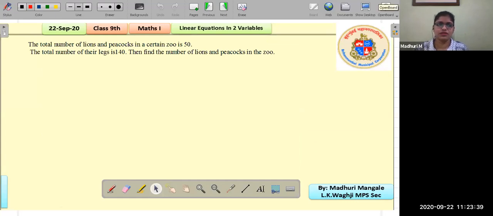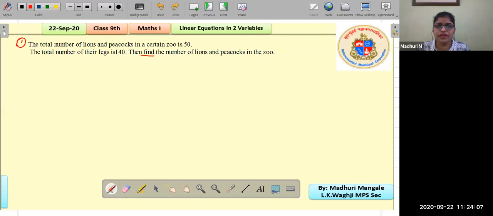We start with the first problem. The question is, the total number of lions and peacocks in a certain zoo is 50. The total number of their legs is 140. Then find the number of lions and peacocks in the zoo. So what are we asked to find, students? We are asked to find the number of lions and the number of peacocks, right?